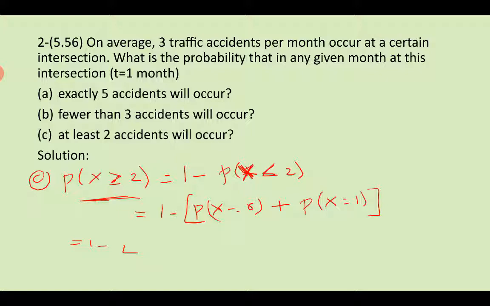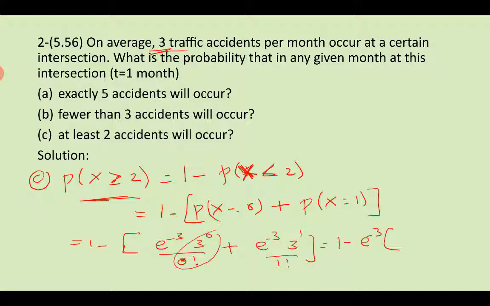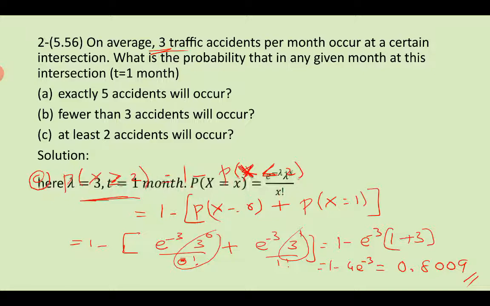1 minus, what is the formula? 1 minus, open the bracket, e raised to minus lambda, lambda is 3, e raised to minus 3 and 3 power 0 divided by 0 factorial, plus e raised to minus 3, 3 to the power 1 divided by 1 factorial. 1 minus e power minus 3, first term will give you 1, second term will give you 3. So 1 minus 4 times e power minus 3, and use a calculator, you will get 0.8009. That's the end of this chapter.